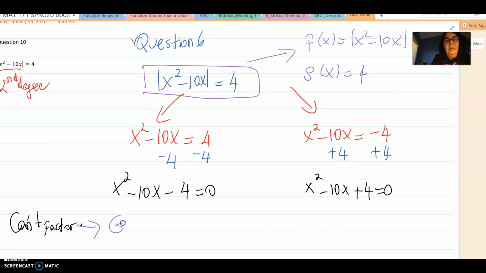Cannot factor, graphical solution preferred for this module. Okay, but in module 2, we will identify a, b, c, quadratic formula, negative b plus or minus square root of b squared minus 4ac, all over 2a. So then we can do it.